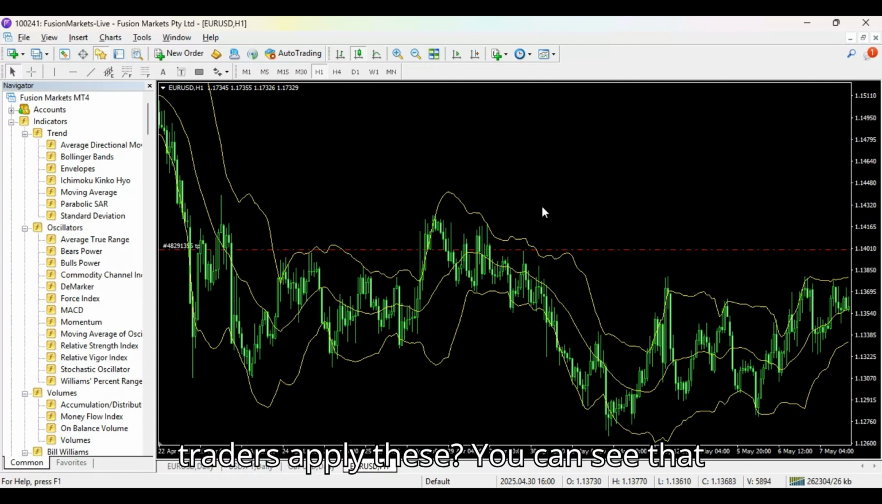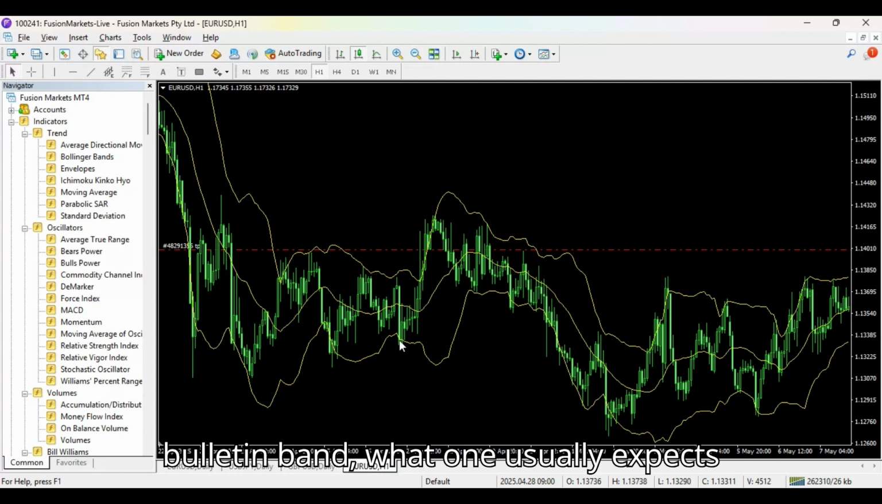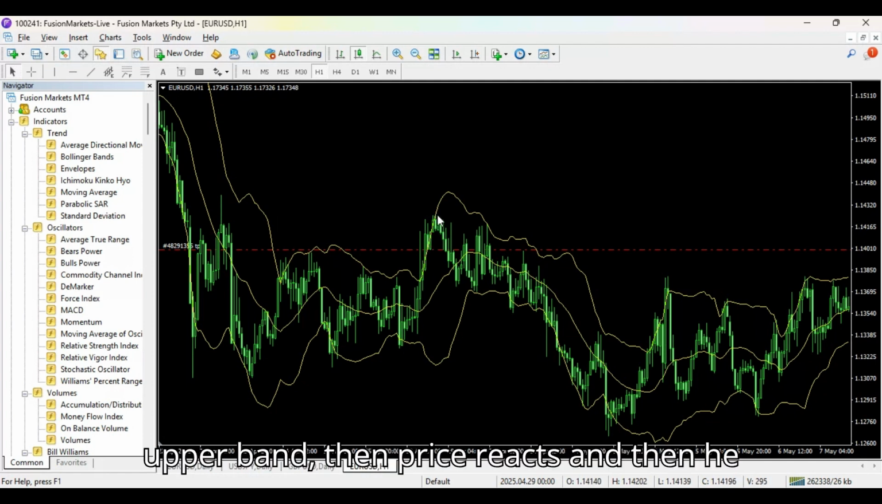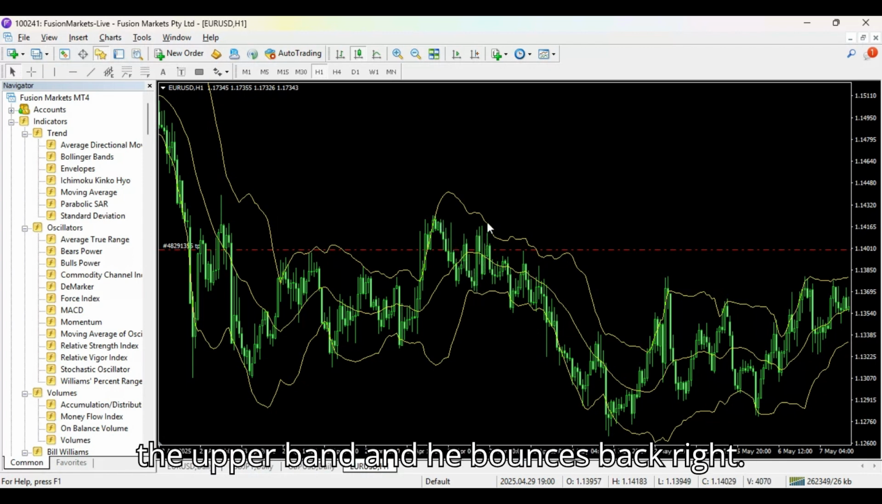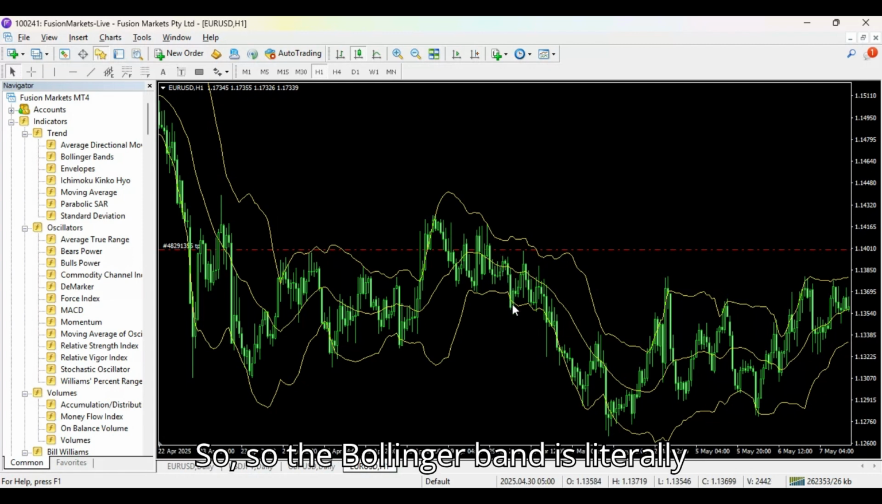Okay, so Bollinger Bands. How do traders apply this? You can see that when the price hits the bottom of the Bollinger Band, what one usually expects is that price reacts, and then it bounces back to the upside. And then, when it hits the upper band, price reacts, and then it comes down again, and then it goes back to the upper band, and it bounces back, right? So the Bollinger Band is literally nothing more than boundaries around the average, right? The average, and then the two outer bands.